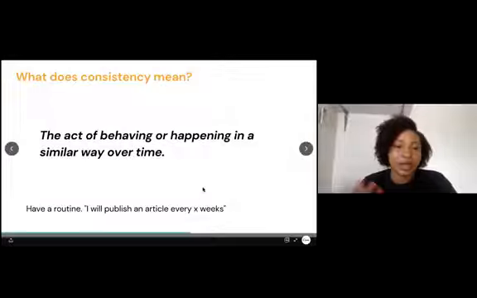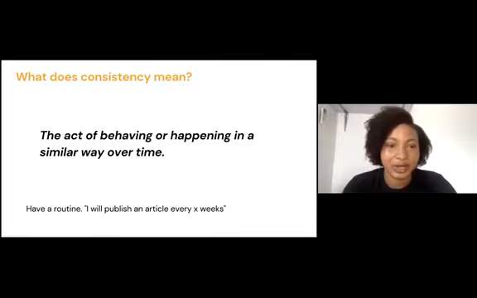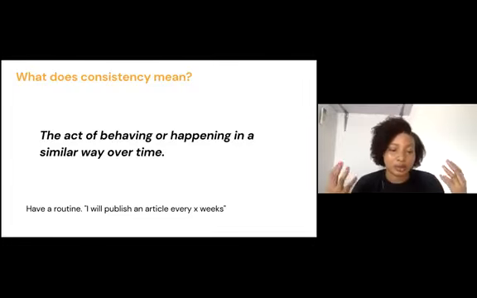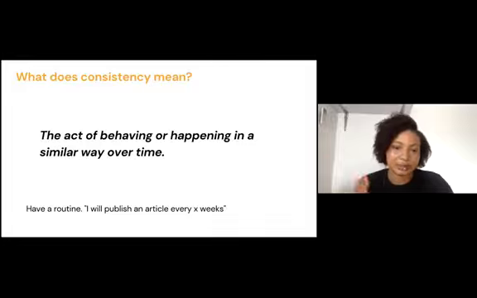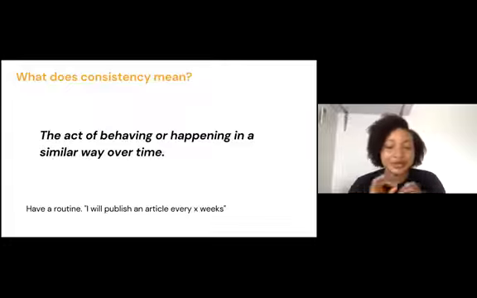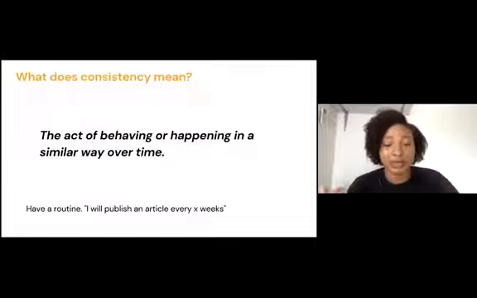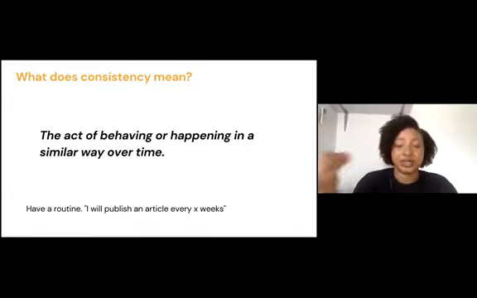So now that you've found articles, you've found content, you know what content is, great. You're now able to find content. How are you going to use all of that content? You have to be consistent. And here I'm saying that the act of behaving or happening in a similar way over time is what consistency means. Consistency is very, very important. And I know that it is hammered a lot of times, but it's not something that is easy to do. That's the truth. Being consistent is not easy, but being consistent will take you far.